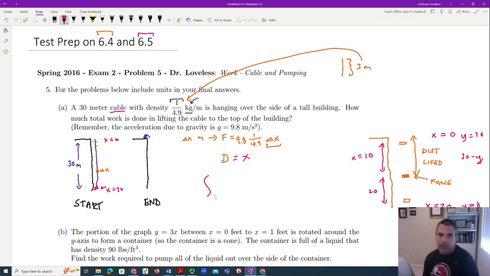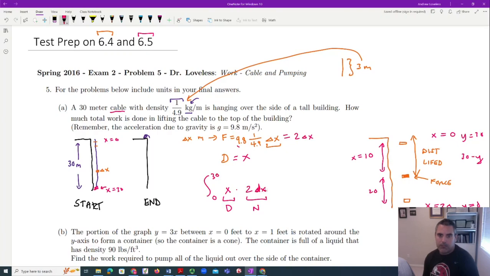So this is going to be the integral. I want to do distance times the weight. Now this ends up just being 2 delta x. So times 2 delta x. That's the force in newtons. That's the distance. And then we're integrating this from 0 to 30.